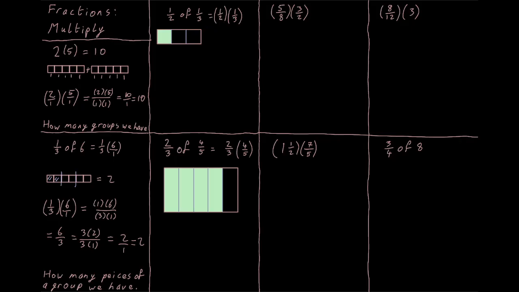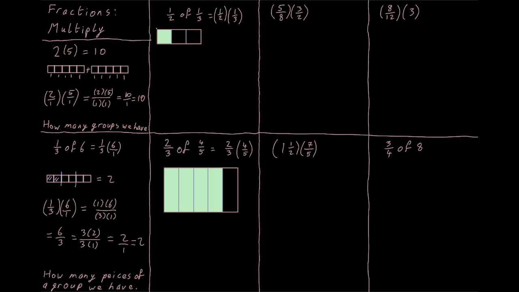Now let's have a look at what happens if we have fractions multiplied together, or things that are obviously fractions multiplied together. If we wanted to get a half of a third, that's going to mean a half multiplied by a third. "Of" often means multiply. How would we do that visually?